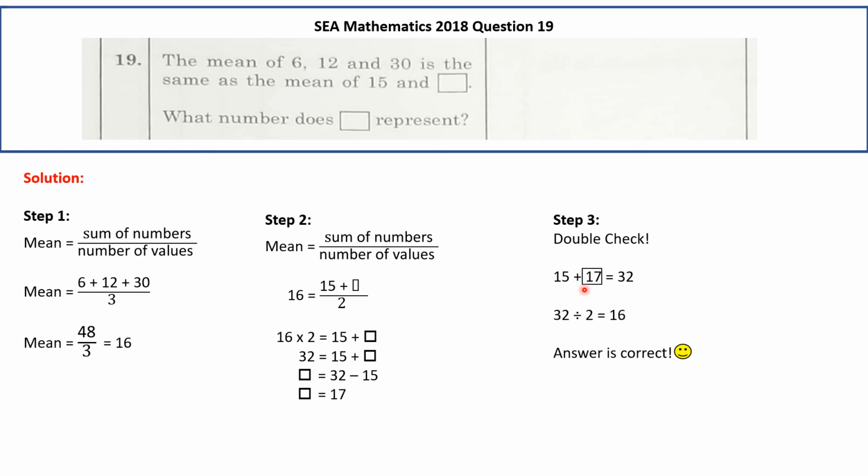So 15 plus 17 will give us 32, and if I divide that answer by 2, I'm going to get 16, which is also the same mean as the first three values. So after double checking, we realize that our answer is correct. And that is as simple as it is. Okay, so if we can just follow the same 4 simple steps for these type of questions, we're going to get all marks for sure.